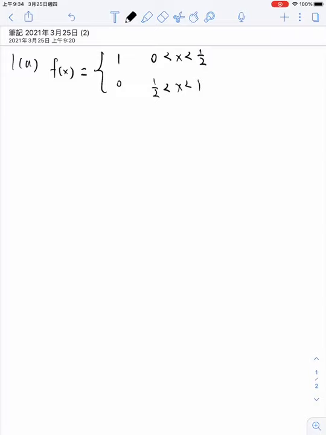So the function is equal to 1 when it's smaller than 1/2, and is 0 when it's larger than 1/2. And the Fourier series is used to represent a periodic function. But here, the f(x) we define only has a range between 0 and 1. So we need to extend the function f into a periodic function, so we can use a Fourier series to represent it.